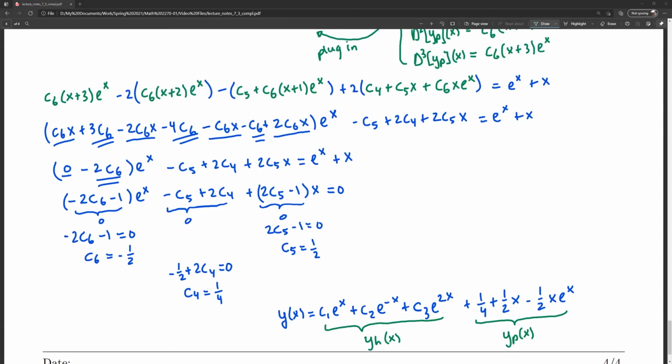So the general solution to our differential equation consists of the homogeneous part of the solution that's given right here, and then the particular solution, where we use C4, C5, and C6, and this is the particular solution. And so this is the entire answer for the general solution.